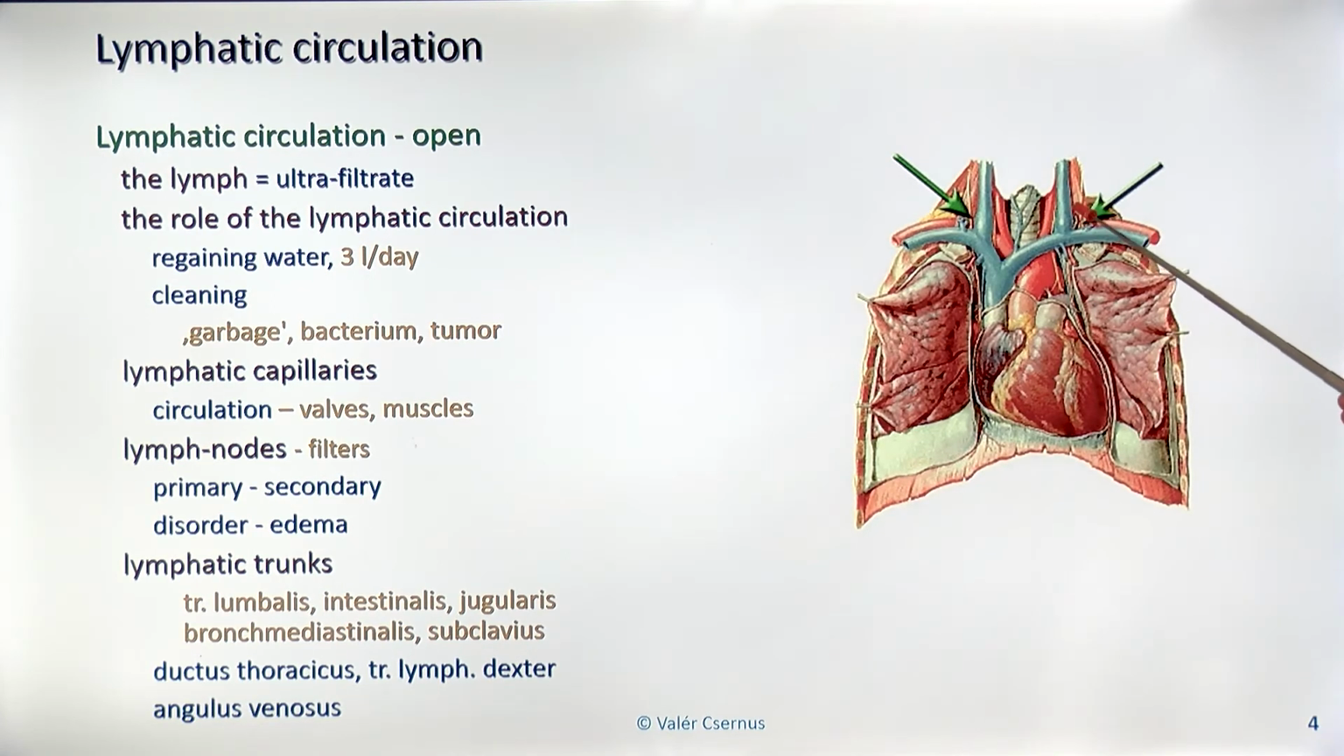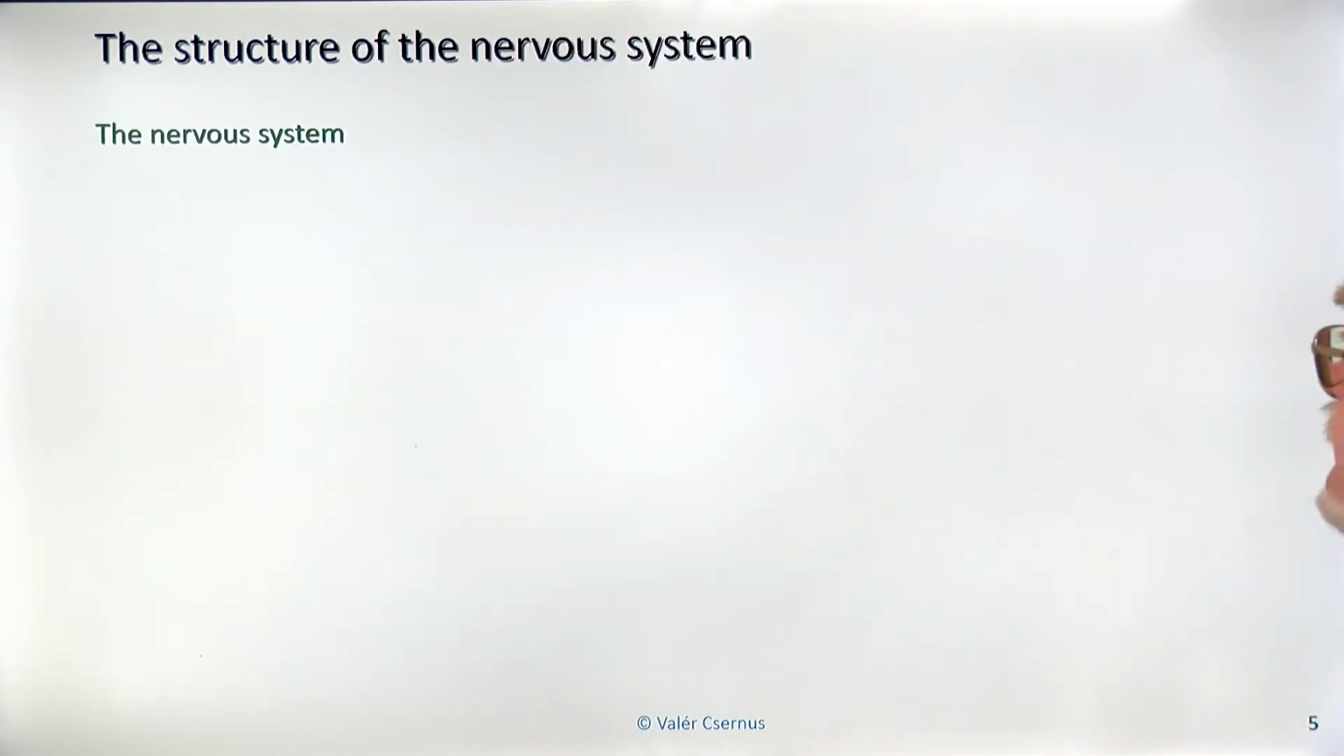Finally, the lymphatic vessel goes to the angulus venosus. Maybe you can see this little line. This is the ductus thoracicus and the similar structures in the left one. Angulus venosus is the meeting of the main vein of the upper limb, the subclavian vein, and the main vein of the head and the neck, the internal jugular vein.